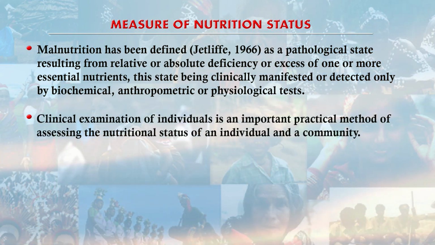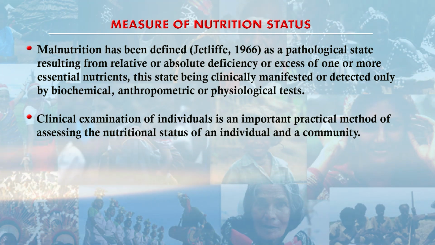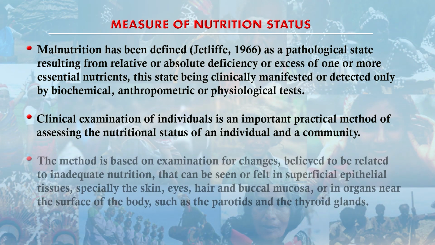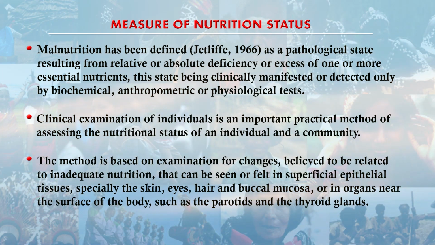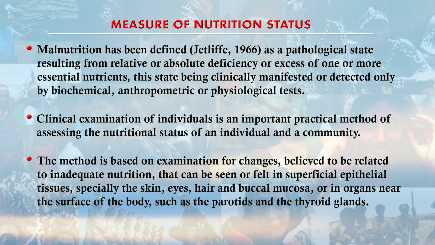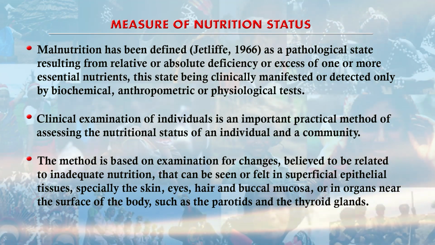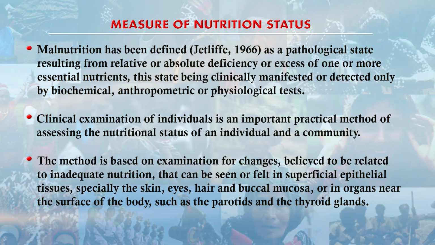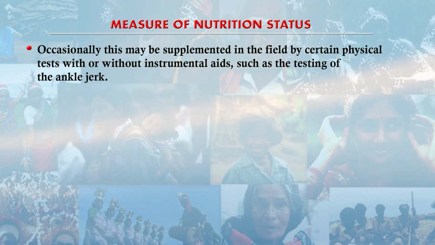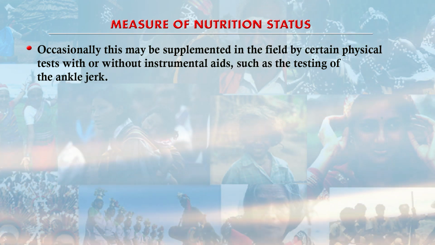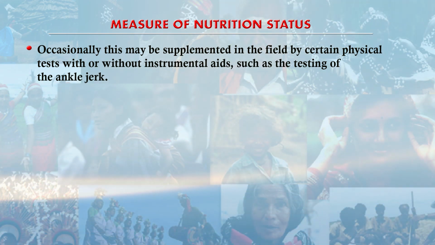The clinical examination of individuals is an important practical method of assessing the nutritional status of an individual and a community. The method is based on examination for changes believed to be related to inadequate nutrition that can be seen or felt in superficial epithelial tissues, especially the skin, eyes, hair and buccal mucosa, or in organs near the surface of the body such as the parotids and the thyroid glands. Occasionally, this may be supplemented in the field by certain physical tests with or without instrumental aids such as the testing of the ankle jerk.